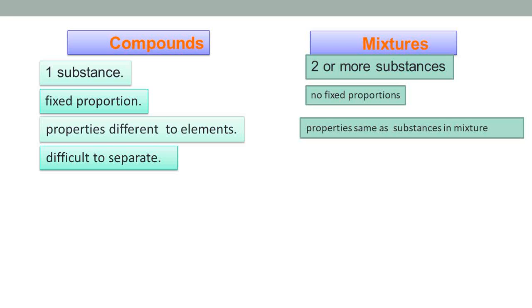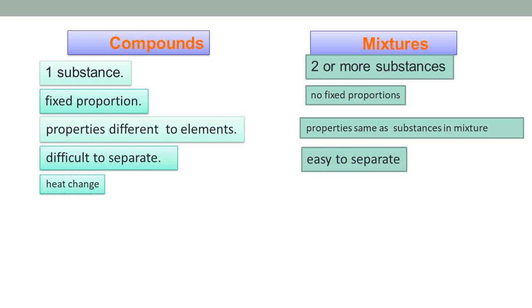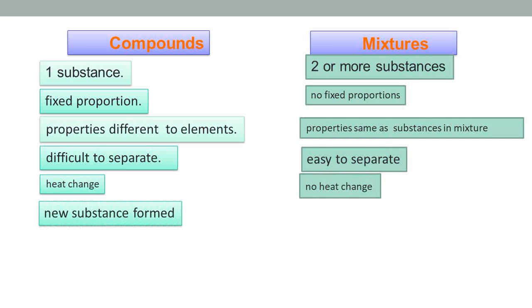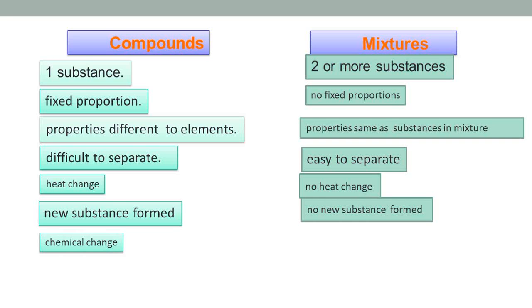Difficult to separate in a compound, but in a mixture it's easy to separate by simple methods. In compounds, heat changes the composition, but in a mixture no heat change. At last, a new substance is formed in the compound, but in a mixture no new substance is formed. We can conclude at the end, compounds make a chemical change, but mixtures make a physical change.